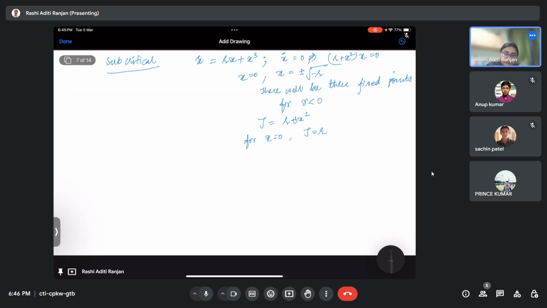So for r greater than 0, x is equal to 0 is unstable, and for r less than 0, it is stable, isn't it? So I'll just write: if r less than 0, x is equal to 0 is stable, and if your r is greater than 0, x is equal to 0 is unstable.